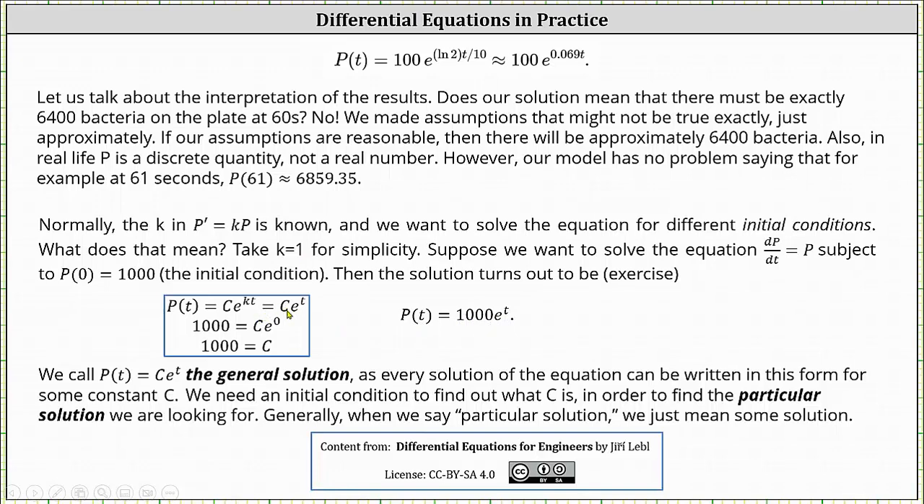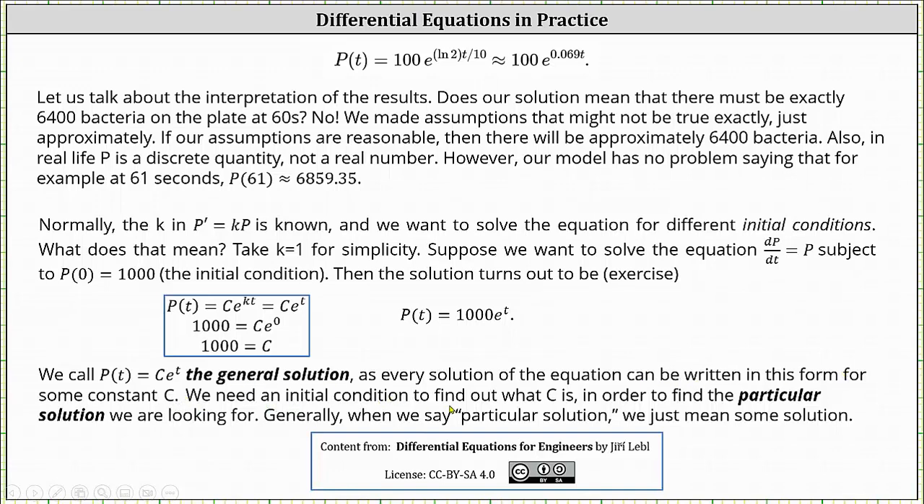If we're given that k is equal to 1, we know P of t is equal to c times e to the power of t. Using the initial condition, P of 0 equals 1,000, we have the equation 1,000 equals c times e to the 0, which indicates c is equal to 1,000. We call P of t equals c times e to the power of t the general solution, as every solution of the equation can be written in this form for some constant c.